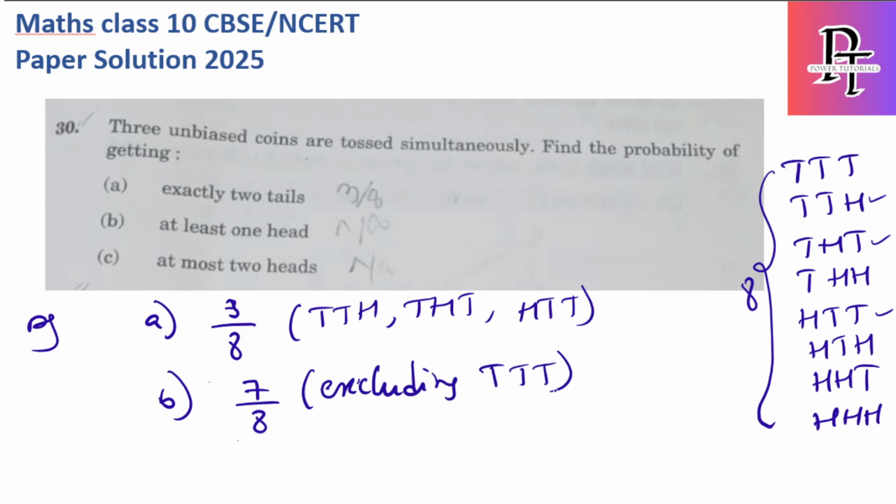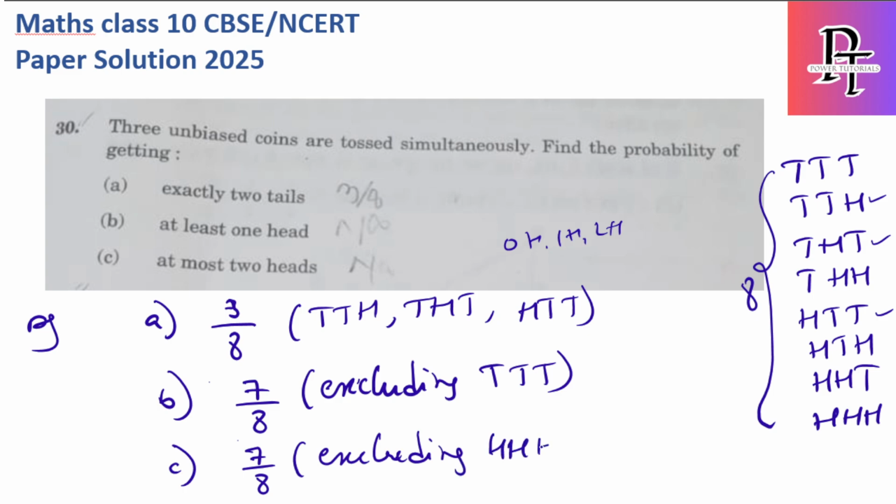T, T, T. See, at most two heads. So it can have 0 heads, 1 head, or 2 heads. So whichever is having 3 heads, you have to exclude it. So again the answer will be 7 by 8, because all the cases excluding H, H, H, because the others will have at most 2 heads, or 0 heads is also possible. At most means it should not cross more than 2 heads.